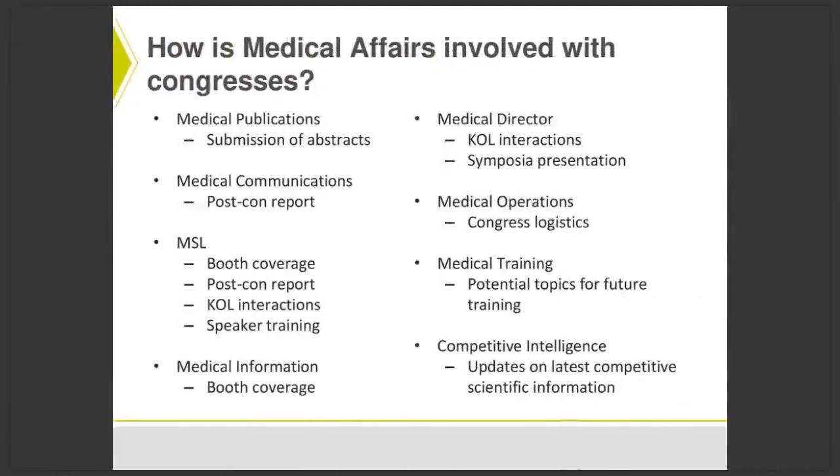I'm not going to go through all of this, but I wanted to make sure people were aware of it. We went through all these different sub-functions of medical affairs, and these are just the different ways they are involved within congresses. So again, a lot of moving parts, a huge presence of medical affairs. It's really important for all these different areas to be involved because they each have a very specific function, which is critical to the success of the medical affairs team.